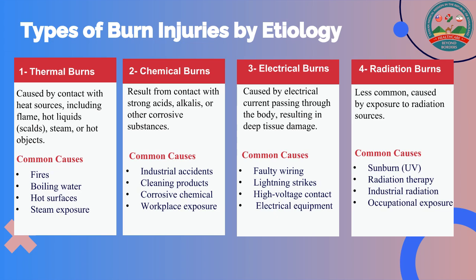The third type is electrical burns, resulting from electrical current passing through the body. These burns often cause deeper tissue damage and may be associated with faulty wiring, lightning, or high-voltage exposure. The fourth type is radiation burns, which are less common and usually related to sunburn, radiation therapy, or occupational radiation exposure. Understanding these categories helps nurses quickly identify the cause and anticipate potential complications.